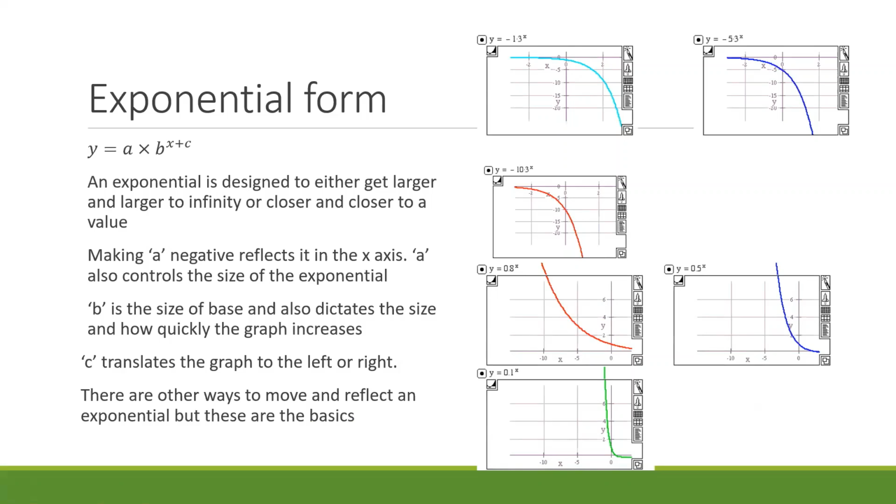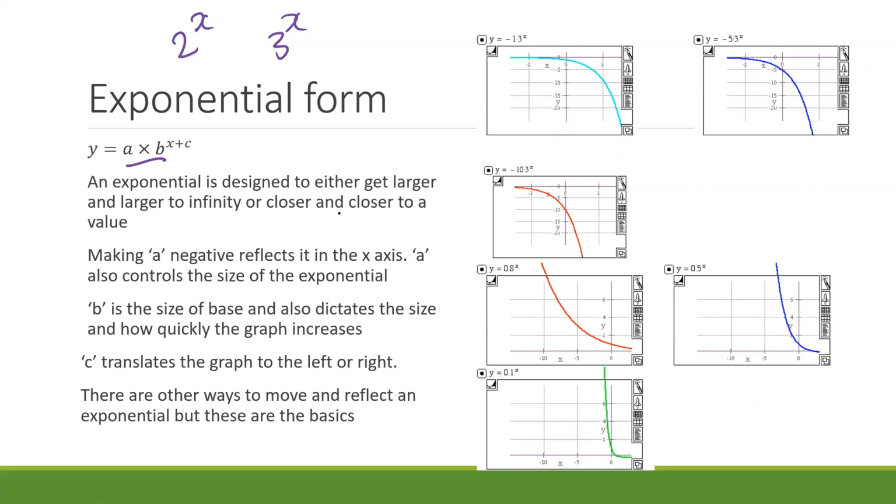An exponential is designed to get larger. So this is the general form of an exponential. We were talking about 2 to the power of x. You could have 3 to the power of x. You could have 3 to the power of 4x or whatever. But the way we talk about this is usually in this form.